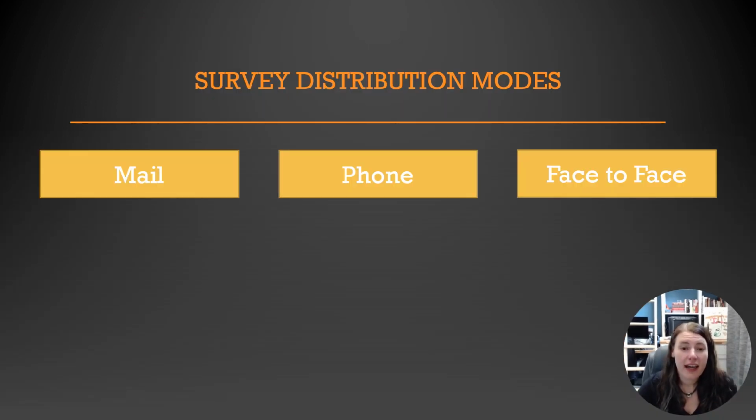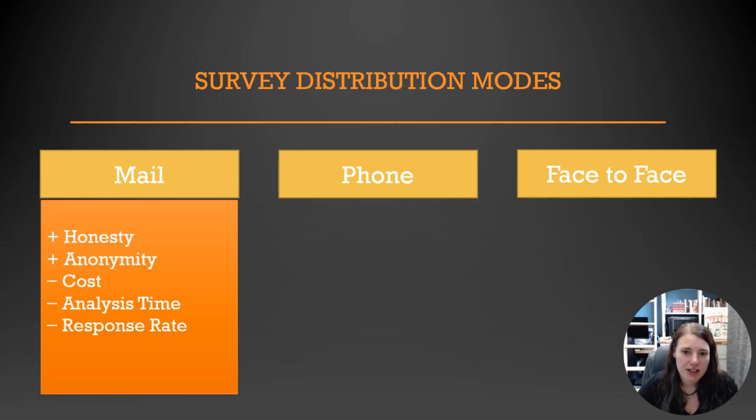So let's take a look at mail, telephone, and face-to-face surveys. Online surveys are a little different, so I'm going to save those for the next slide. The major advantage of the written and mailed survey is that there's no interviewer at all, so the respondent is more likely to be honest in the survey, even if they're asked for more personal or intimate questions. This lack of interaction with the interviewer also allows for anonymity, as the researcher can take steps to avoid being able to match a particular response with a particular person.